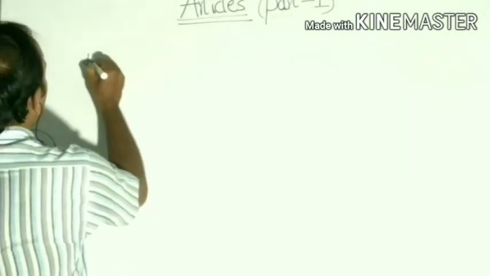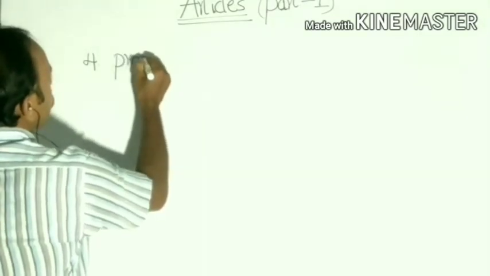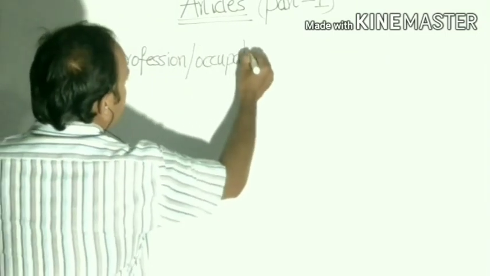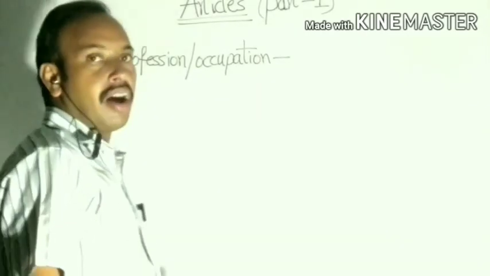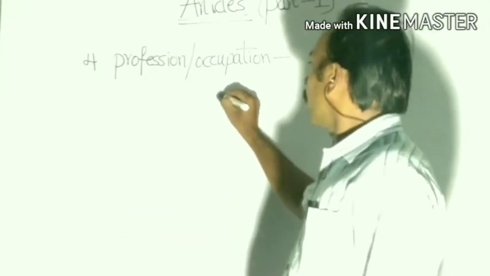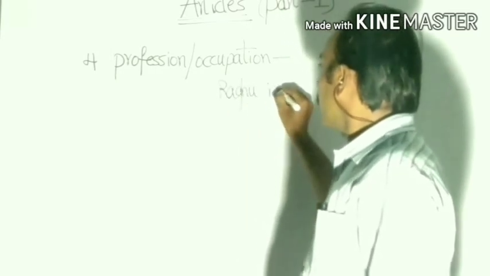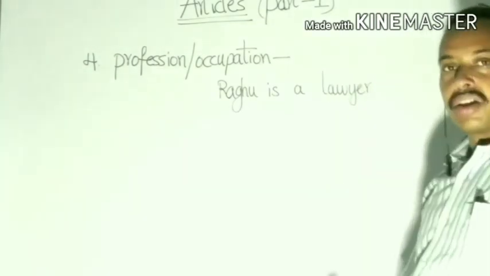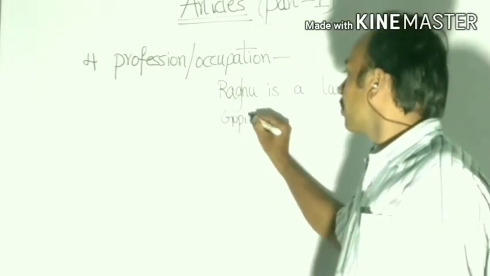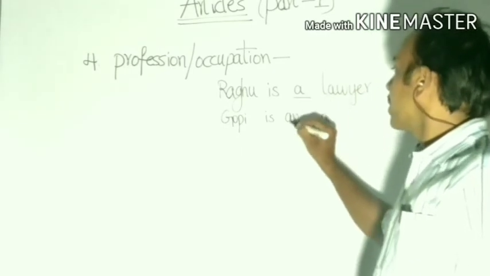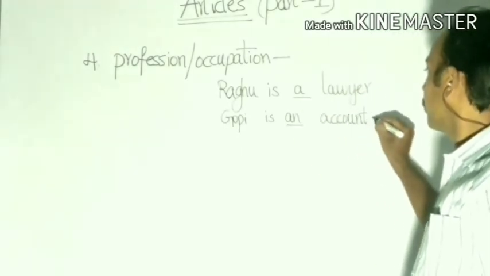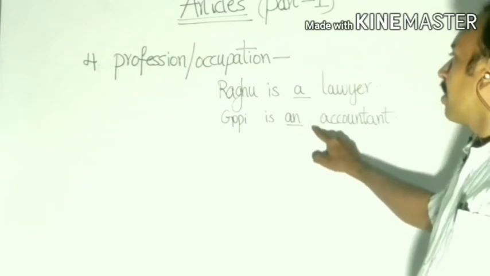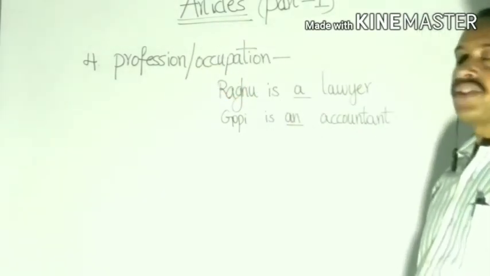Next point. When you want to talk about somebody's profession or occupation, you use a or an. For example, Raghu is a lawyer. That's his profession. Raghu is a lawyer. Gopi is an accountant. Mukesh is a doctor. Like that. So we use a or an to express somebody's profession or occupation.